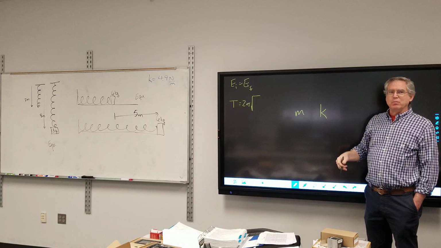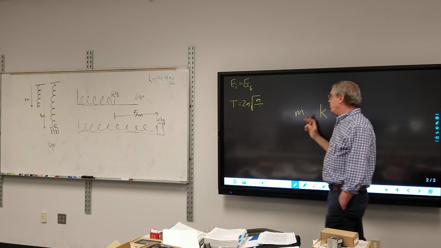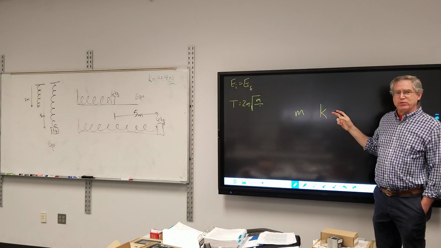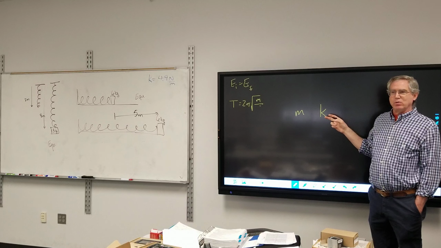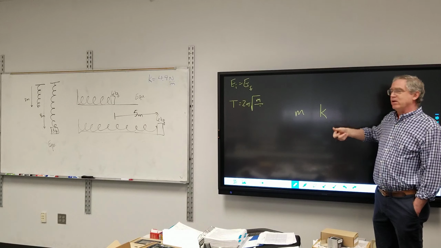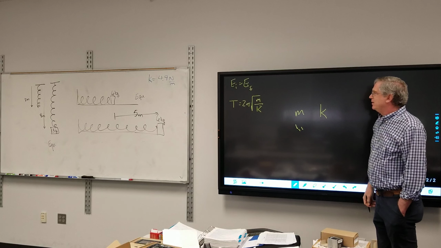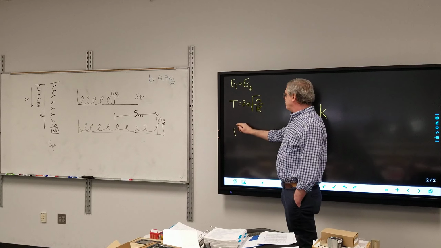Yeah, the more mass, the longer it's going to take. So M is on top. Or from the K point of view, if it is a stiffer spring, is it going to snap back faster or less fast? Yeah, so if K goes up, the period goes down. K is on the bottom. All right, but speaking of which, what is the square root of K over M?